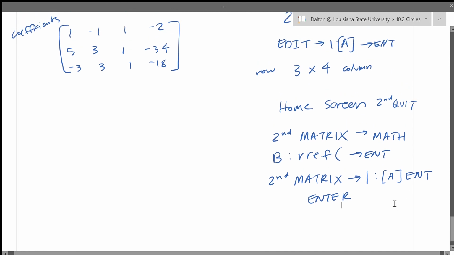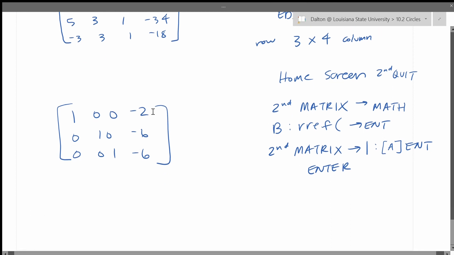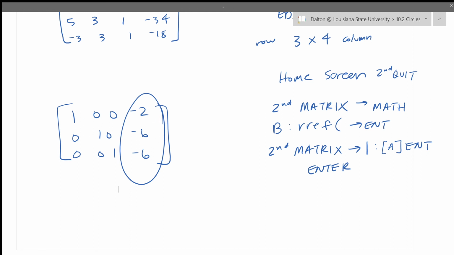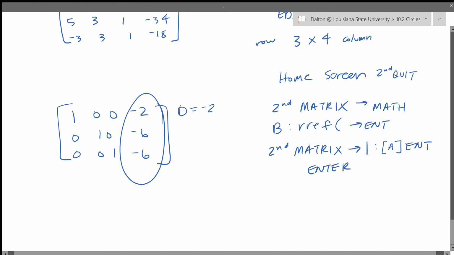In doing so, your screen is going to show you this matrix. 1, 0, 0, negative 2, 0, 1, 0, negative 6, 0, 0, 1, negative 6. So what this means, if you didn't do this, by the way, I can't really pause the video for you, but make sure somebody gives you assistance with that later, or I can help you when the video is over. Because we have our identity matrix here to the left, these values are your values for D, E, and F. So this indicates D is negative 2, E is negative 6, F is also negative 6.